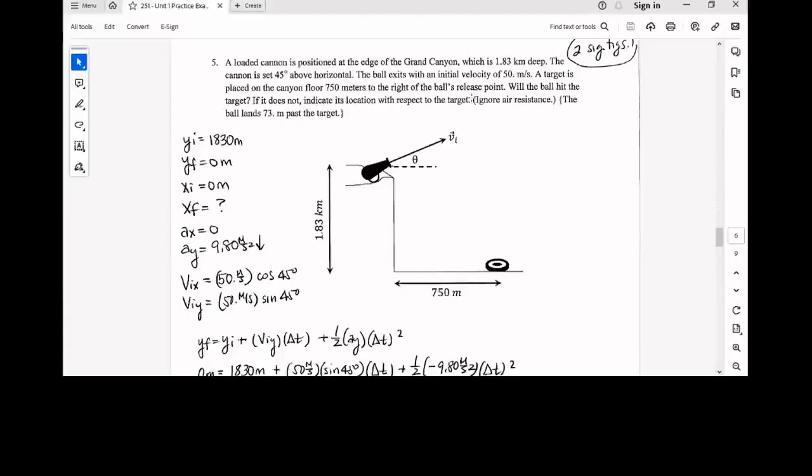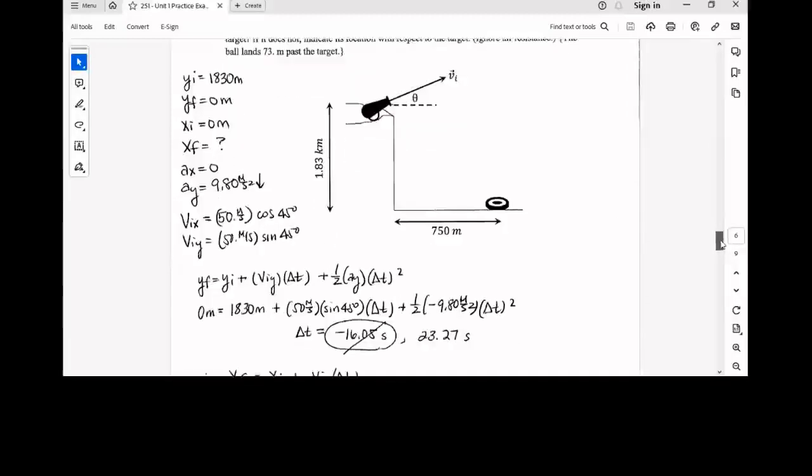We are ignoring air resistance, which is something that you can assume to be the case anytime you're not told anything to the contrary. So the initial position in the coordinate system that I'm choosing, I'm going to say that the bottom of the canyon is y is equal to 0. So that means that the initial position that the cannonball has is going to be positive 1,830 meters. I'm going to say that the origin of the coordinate system is right below the release point such that x initial is going to be 0 meters and x final is going to be where this cannonball hits the ground.